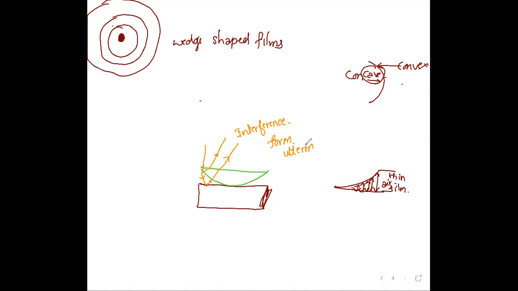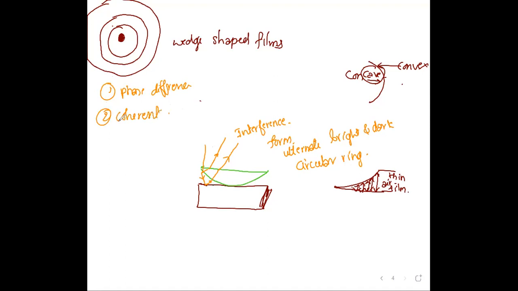alternate bright and dark circular rings. What I'm going to tell you here is, there are two conditions. One is phase difference: there should be a constant phase difference. And the sources should be coherent. We need two sources, and these two sources should be coherent.